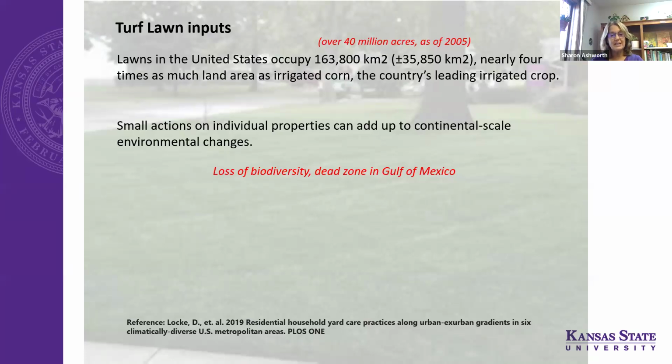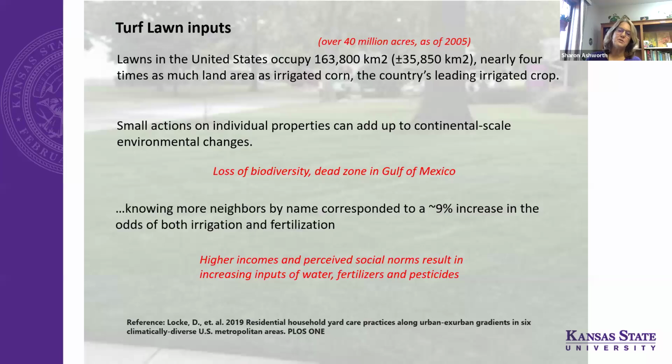In order to maintain that turfgrass lawn, we're often misapplying fertilizer, and any excess fertilizer in our lawns often ends up in our waterways and eventually goes to the Gulf of Mexico, where oxygen is depleted, resulting in what is called the dead zone in the Gulf of Mexico. So that's a collective environmental impact of maintaining lawns.